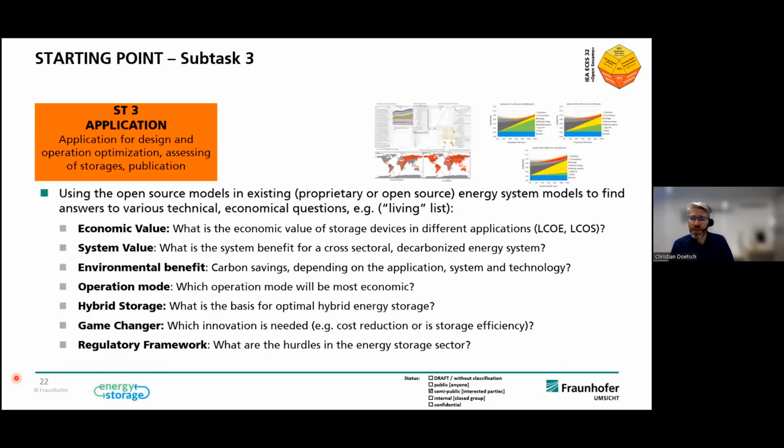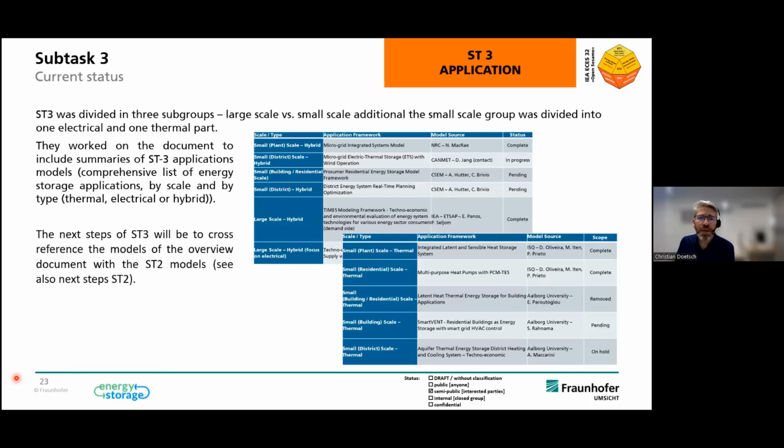So let's go directly to the current status. We have divided into three subgroups, as mentioned before. We have made some documents to give summaries of the different subtask 3 application models at the moment. That means a comprehensive list of energy storage applications by scale and type. Type means thermal, electrical, or hybrid system. The next steps of subtask 3 will be to cross-reference the models of the overview document with the subtask 2 models, as mentioned before.